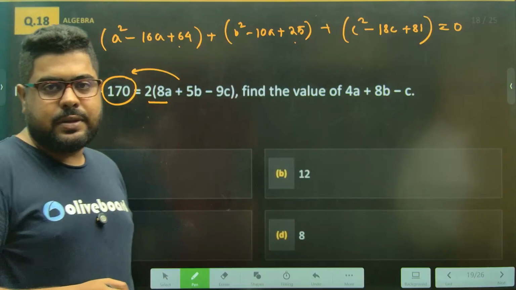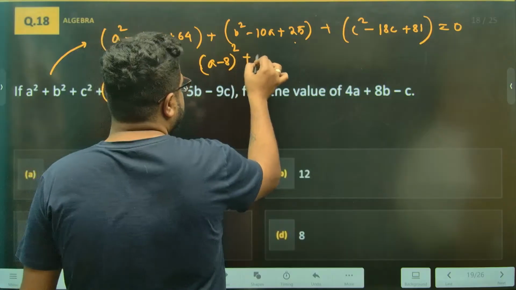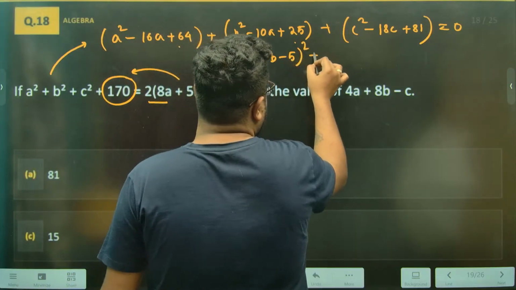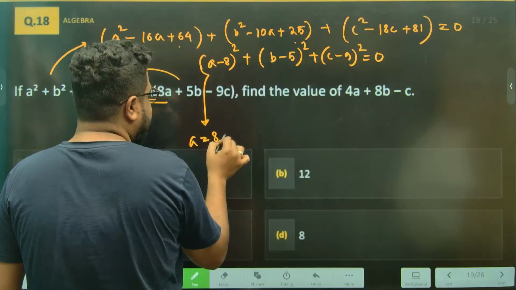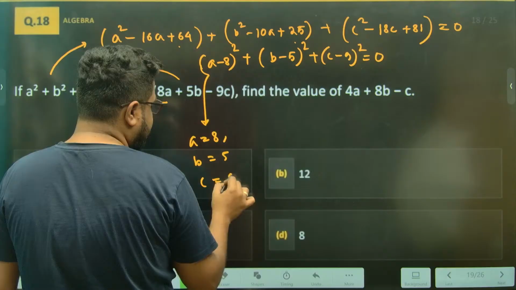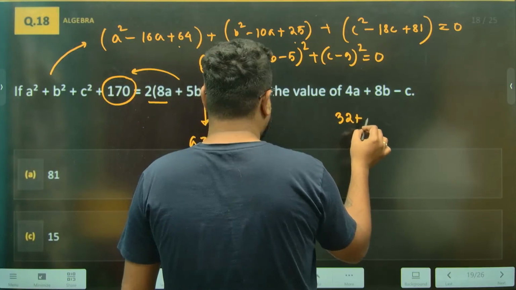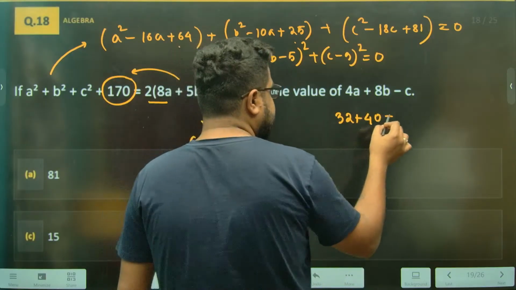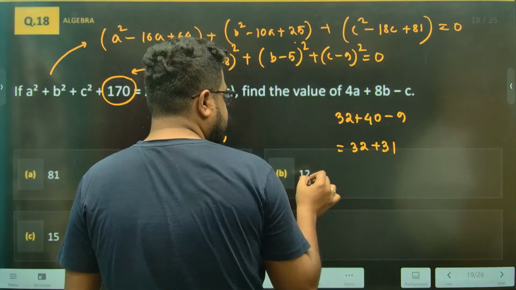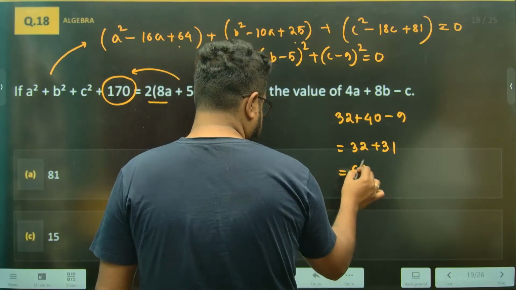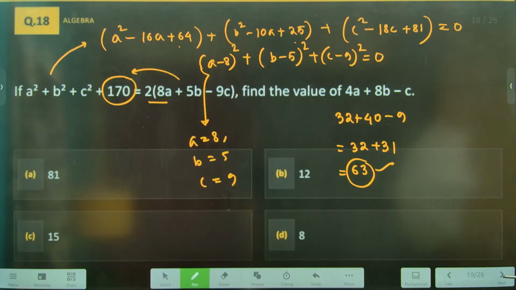Always, this is the check. If you do that, then in the next line, this whole square is 0, sir. So A value will be 8, B value will be 5, C value will be 9. They are asking 4A plus 8B minus C. 4 eights are 32, plus 8 fives, 40, minus C, that is 9. So 32 plus 31, that is the correct answer, which will be 63, sir. Option is not matching. Okay, no worries. Option is this, 61. Next one, please, sir.